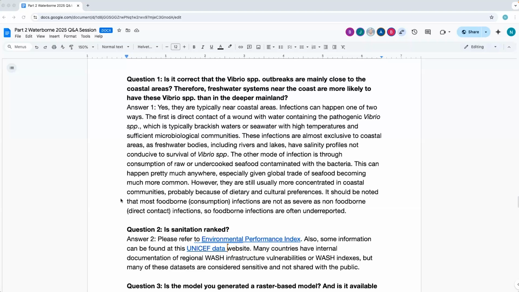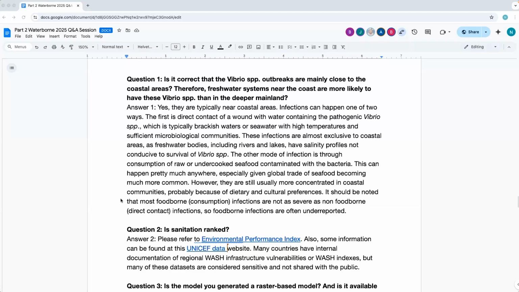And this can pretty much happen anywhere, especially given global trade is at the height that it's been in history, especially for seafood consumption. But generally, we still see most cases in coastal communities, probably because there's a bit more awareness about what the infections are, how they present, and also probably somewhat contributed by dietary and cultural preferences, more likely to consume seafood near coastal communities.